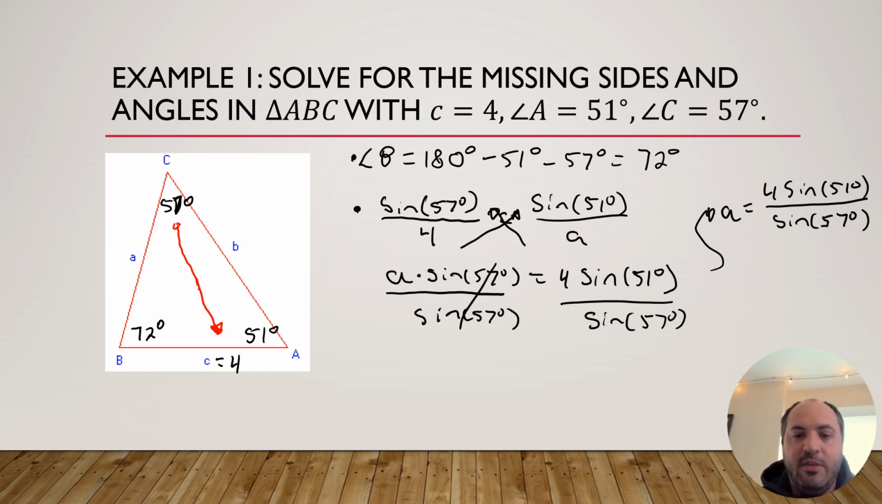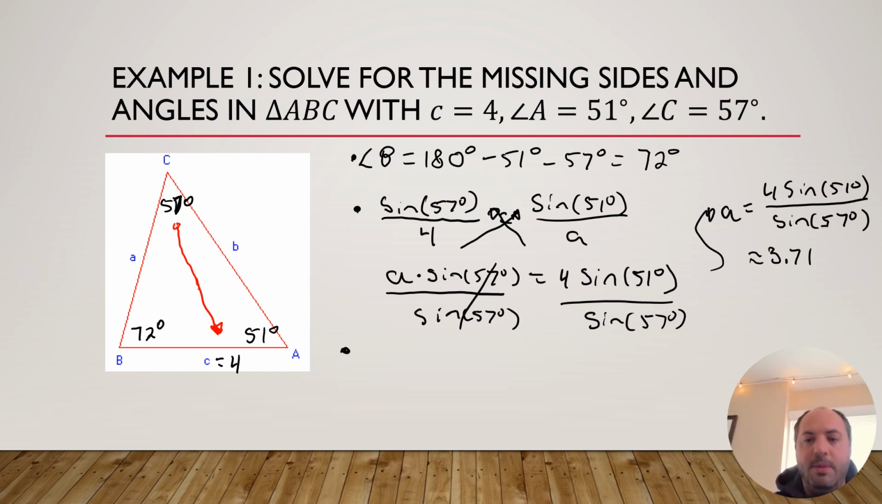And again, this is a number you can now take a calculator and just plug right into it. So I do 4 times sine of 51, all divided by sine of 57. And I get that side length A is approximately 3.71. So I've solved for side length A. I'll now go back and I will solve for side length B.